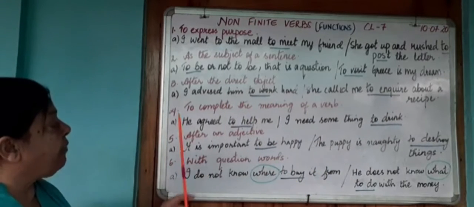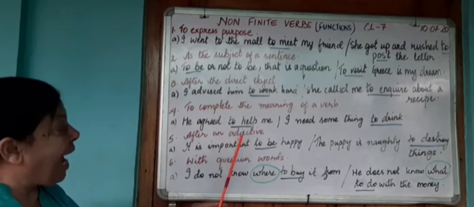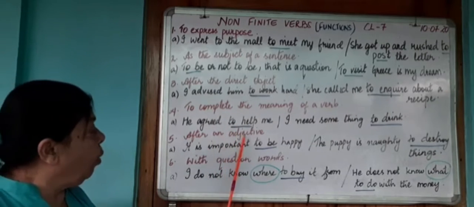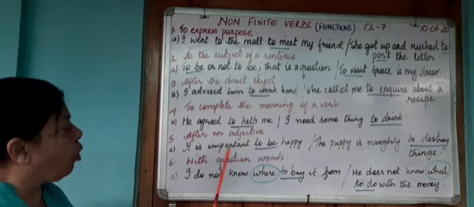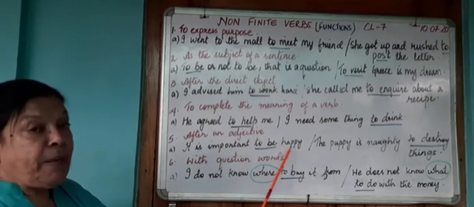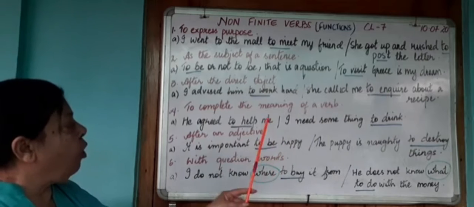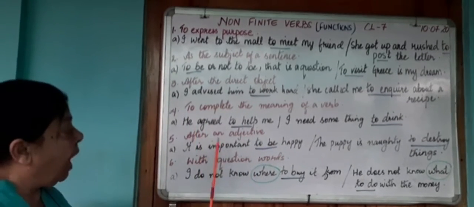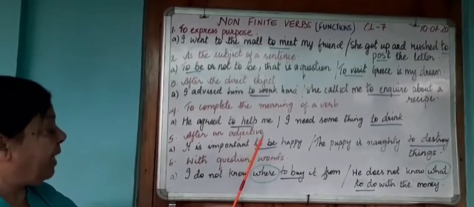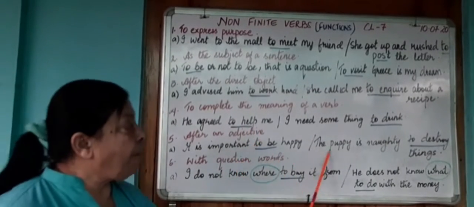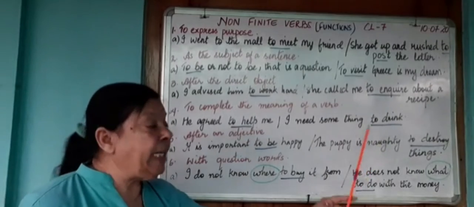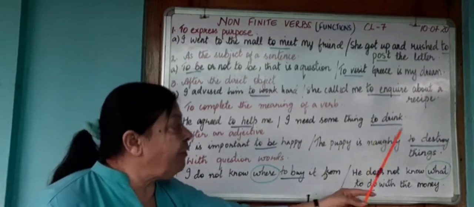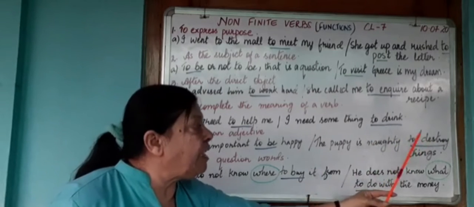The infinitive can also be used after an adjective. Now I know that an adjective is a describing word. So, it is important to be happy. Happy is the adjective. Important is also an adjective. After important, I am using the infinitive form. The puppy is naughty to destroy. Naughty, adjective describing the puppy. So after the adjective, to destroy, infinitive form.